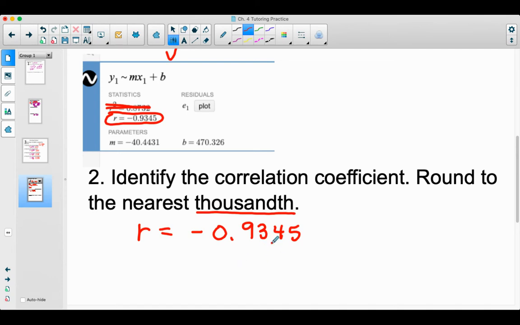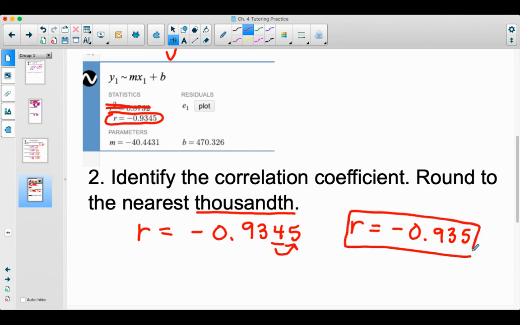So thousandths place is the four. So I'm going to look right here. That is a five. Five is going to tell me to round up. So that means my R value is negative 0.93, and I'm going to round that up to five. And there is my R value.